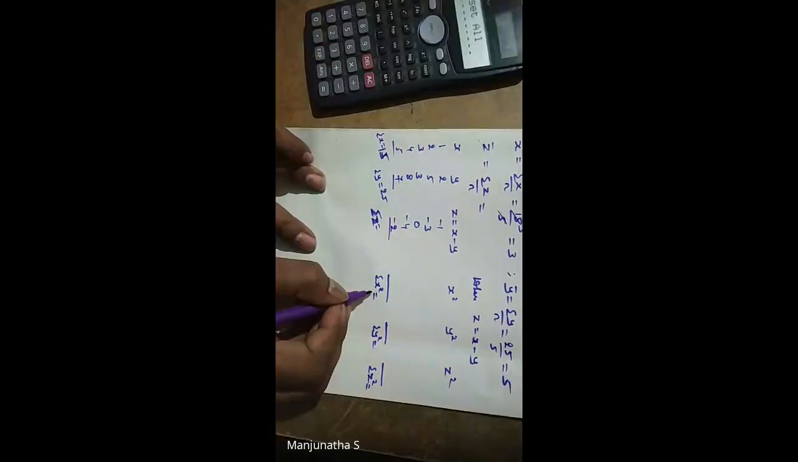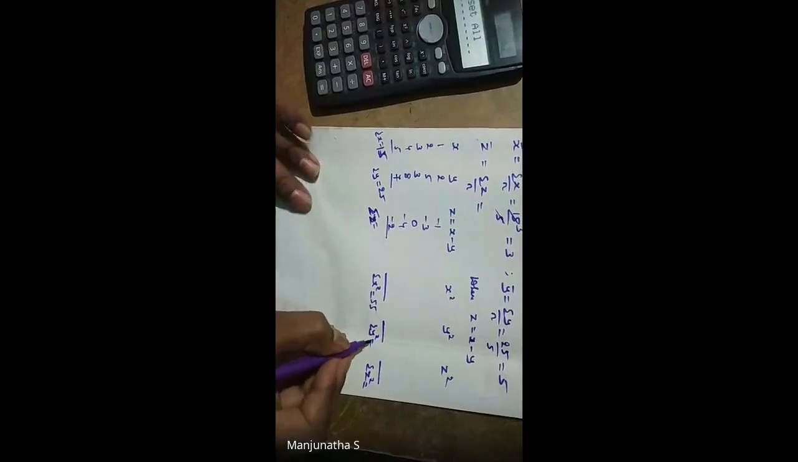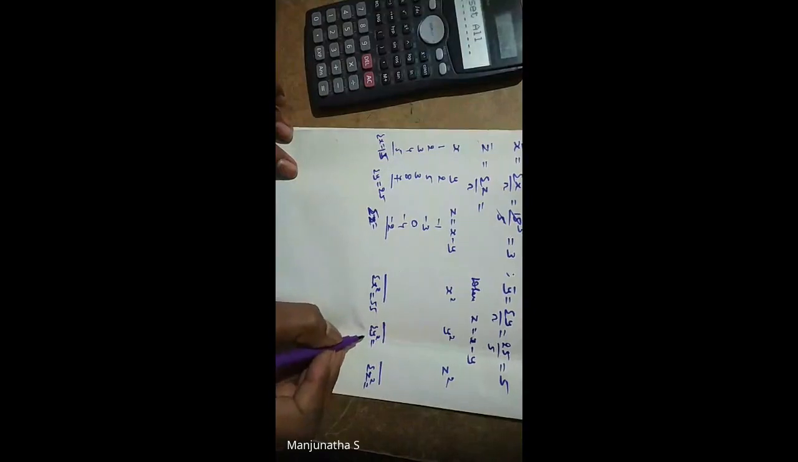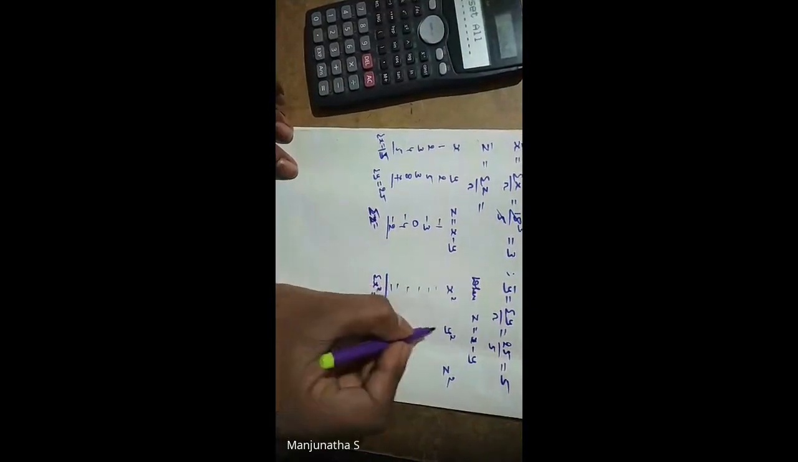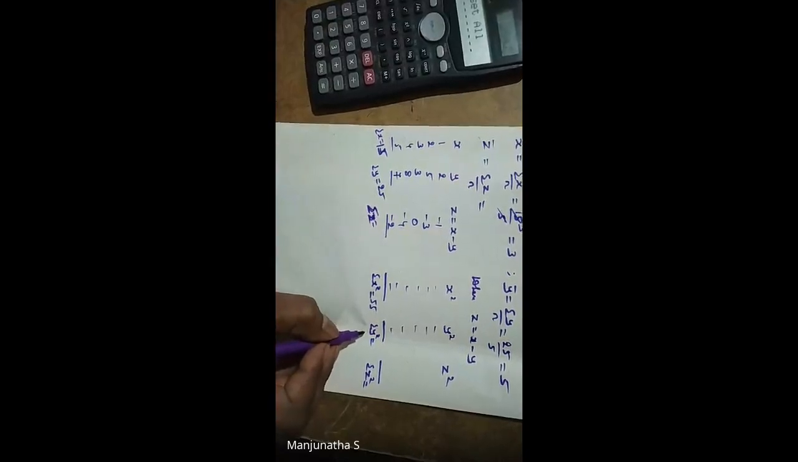55, sir. Yes, summation x square is 55. Yeah, next, summation y square. So no need to write this. You got the value. 151, sir. Yeah, it is correct.